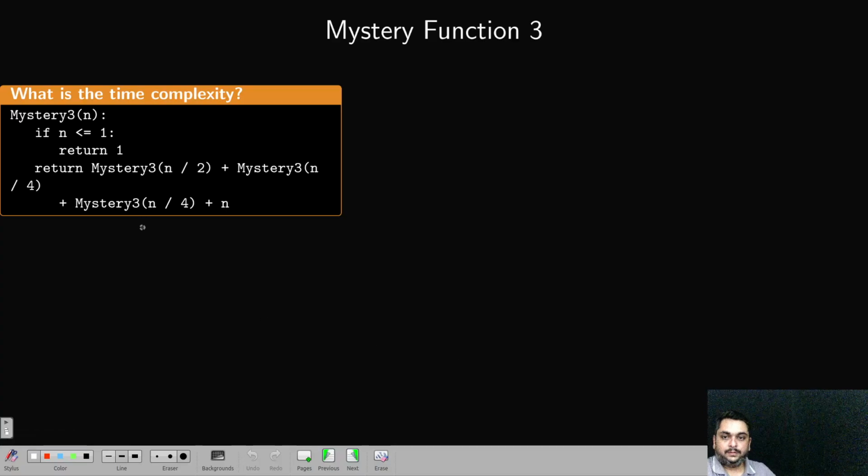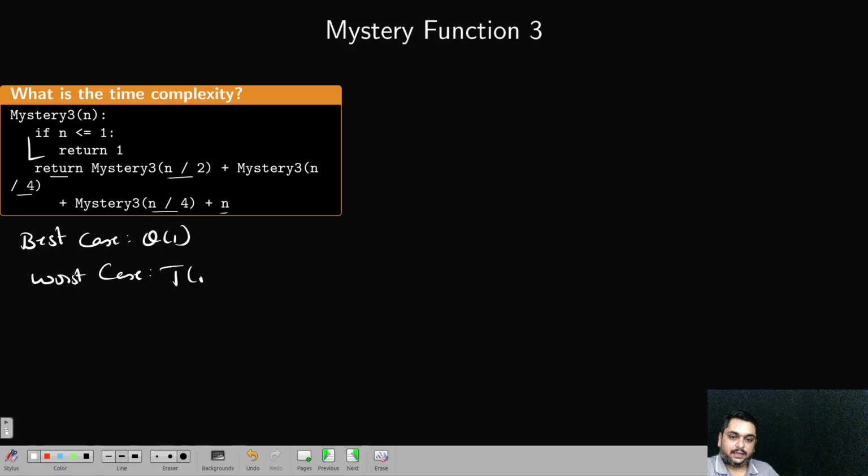Next. Here again the best case is theta of 1 if n is less than or equal to 1. Now they are doing return mystery of n by 2 plus mystery of n by 4 plus mystery of n by 4 plus n. So in the worst case, what is the amount of work it is taking inside the body? Only addition, this addition and this addition, this n. So plus some constant.